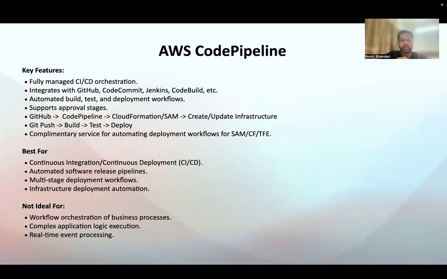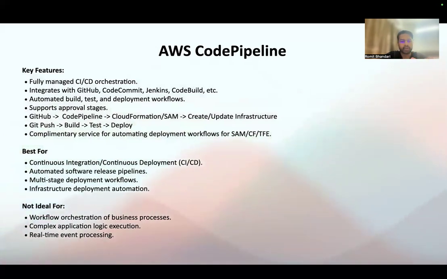Okay, yes, quickly also a little bit about CodePipeline. It is a fully managed CI/CD orchestration framework. Integrates with GitHub, CodeCommit, Jenkins, etc. It automates the build, test, deployment workflows. So it is used as a complementary service to SAM, CF, and it basically helps you provision Elastic Beanstalk. Okay, so it supports various approval stages like dev, test stage, etc.